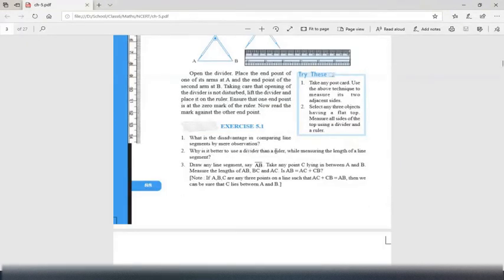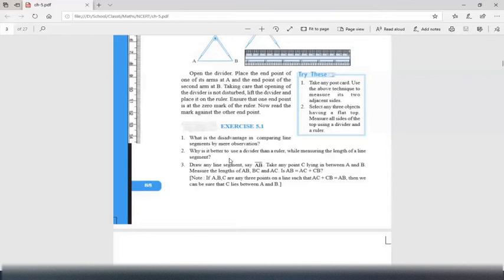Why is it better to use a divider than the ruler while measuring the length of a line segment? It is better to use a divider than a ruler because, using a ruler, because of its thickness, we may not get the exact reading. The reading may not be accurate using the ruler. Because of the thickness, the readings may vary. But using the divider, the two needle points can point to the 2 points correctly, and it helps in accurate measurement. So the chances of error in measurement using a divider are very less than when we use a ruler.